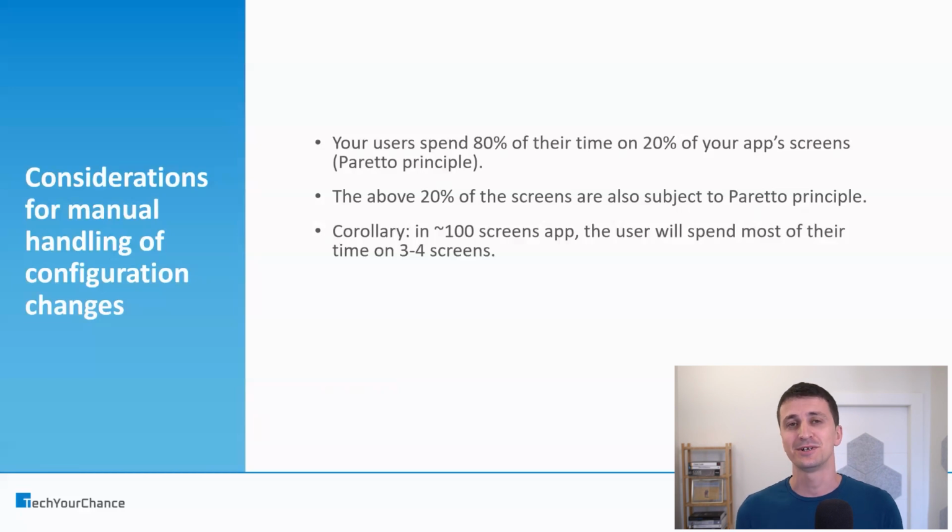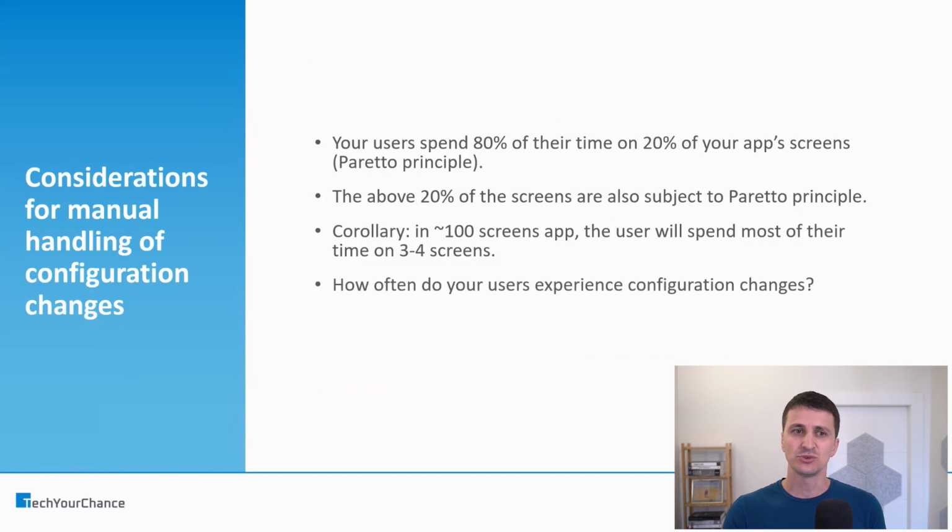The other screens, where your users spend, let's say, 0.1% of their time, maybe it's not worth investing any of your time and risking having all these tricky bugs there. So that's the first mindset. But in addition to that, even if you have identified these 2-3 screens, you should ask how often do my users actually experience configuration changes? Because, again, many Android developers overestimate the rate of occurrence of these events.